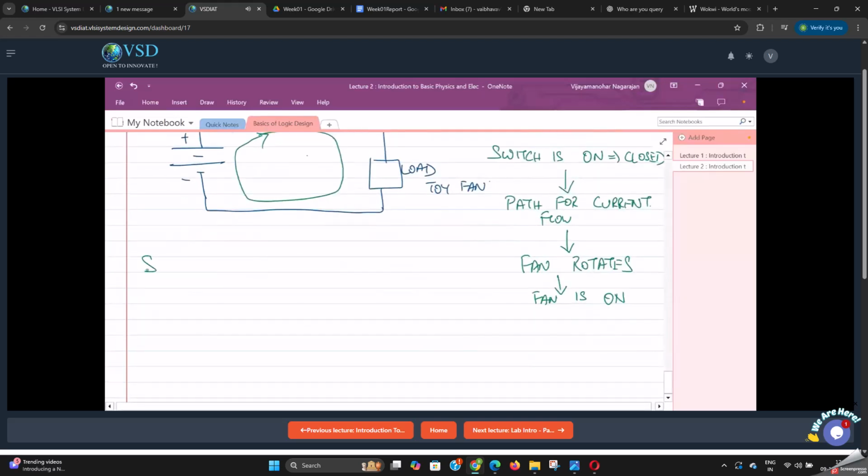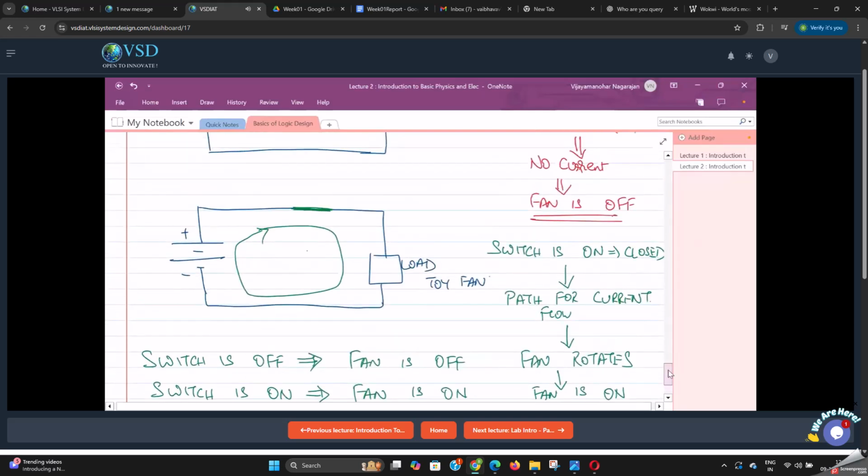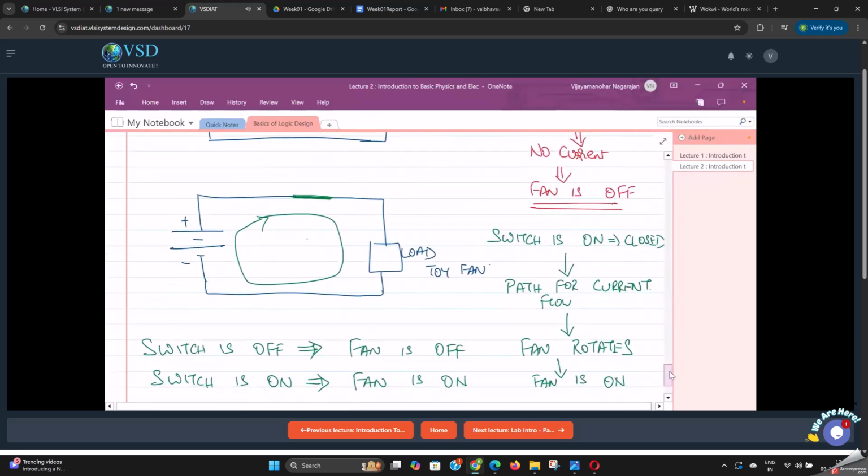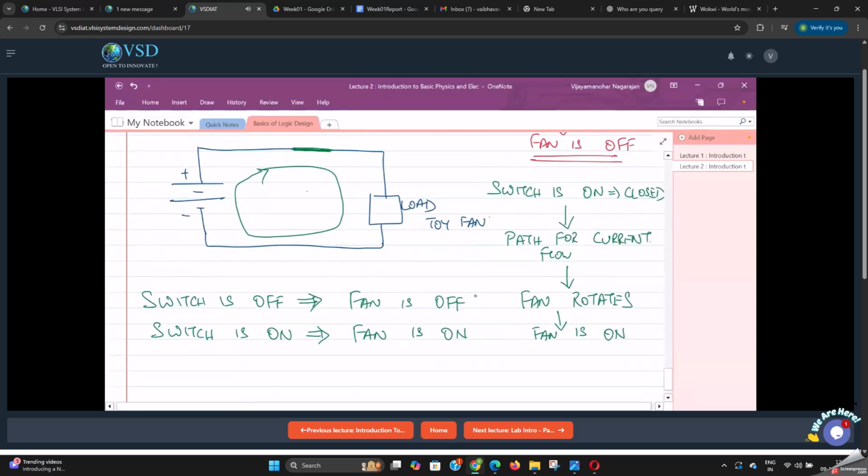So I can say switch is off means fan is off. Switch is on means fan is on. Correct? Switch is off means fan is off. Switch is on means fan is on. I can directly relate the status of the switch and the status of the fan. Correct?